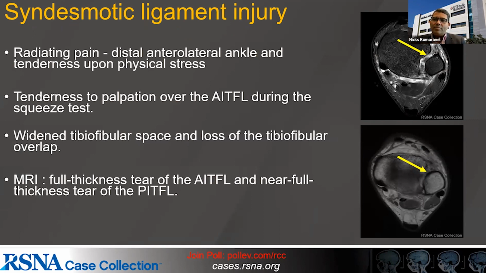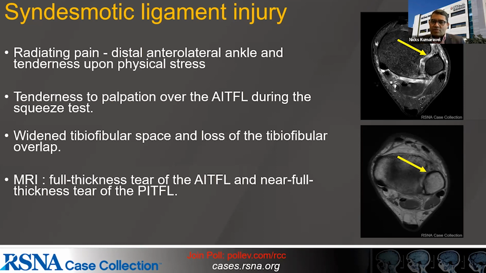The images that are most pertinent are at the distal tibiofibular level. You can see T2 bright signal highlighted by the arrows. It tells you that that's where the action is happening. You have a disruption of the anterior inferior tibiofibular ligament. And obviously with the squeeze test, it also tells you it's going to be painful. A widened tibiofibular space is also another component that you can look at.